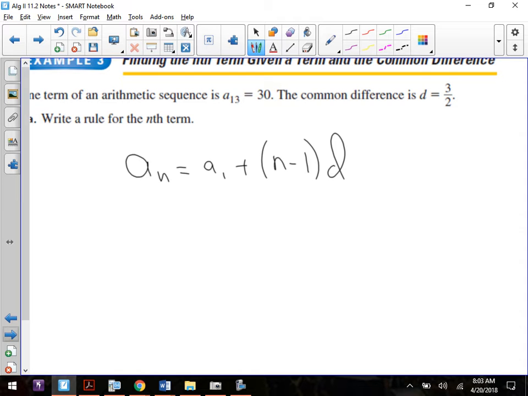So in this case, it says that the 13th term in a sequence is 30, and the common difference is 3/2. Write the rule, which means if you've got your nth term and your difference, what do you have to solve for? The first term. You got to find the first term and then just rewrite. So if my 13th term is 30, that means 30 equals first term plus 30 minus 1 times 3/2.